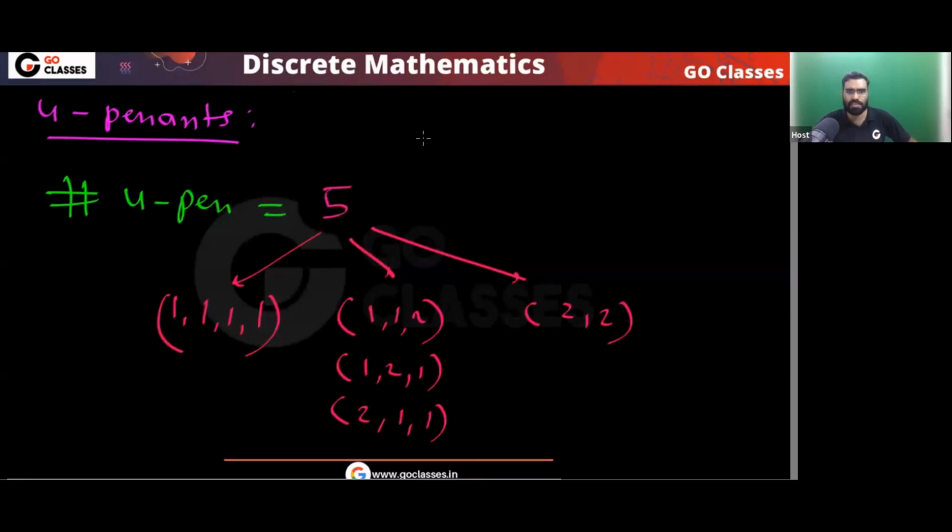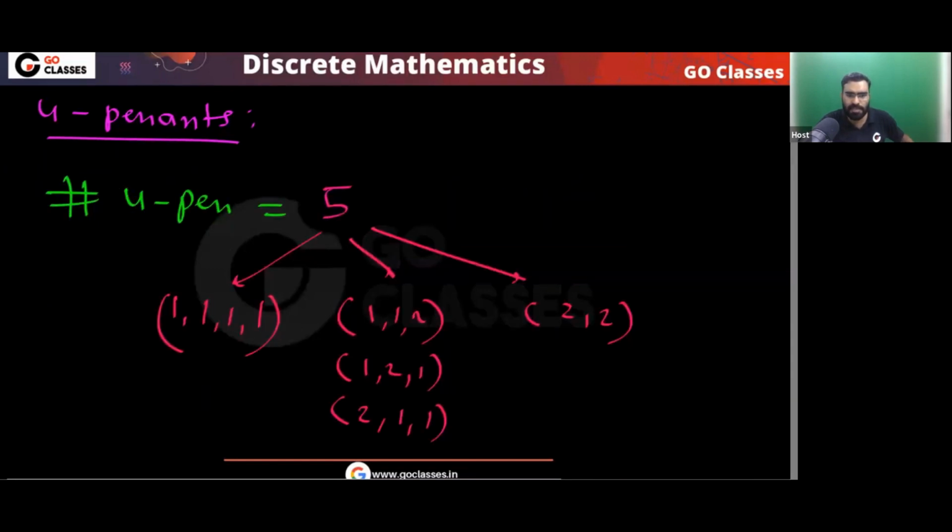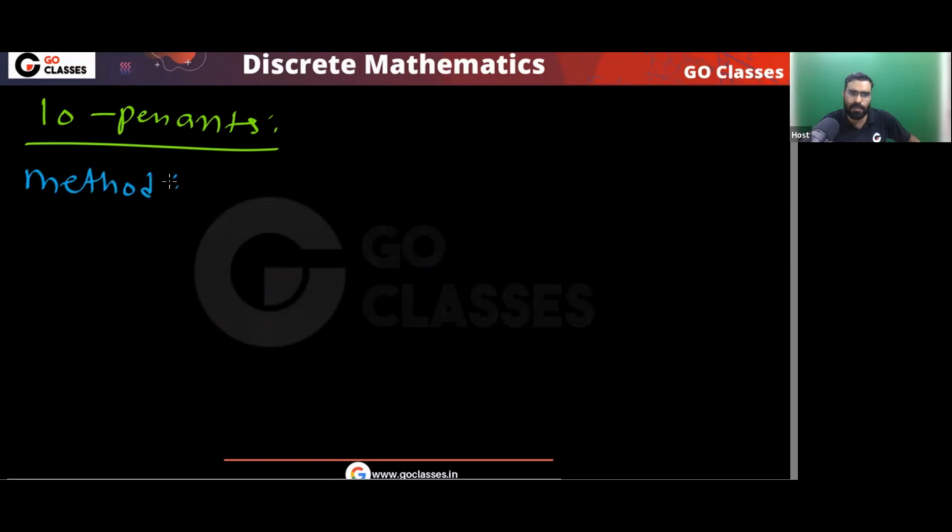Is this point clear? This is method number 1. Very simple, right? So tell me, if I ask you how many 10-pennants you can create, how will you do it? What you can do is use your method number 1. Again, a very simple method. Just create cases, nothing else.